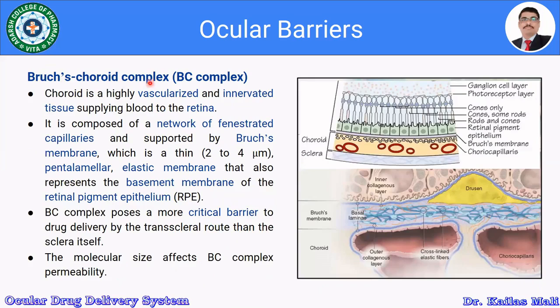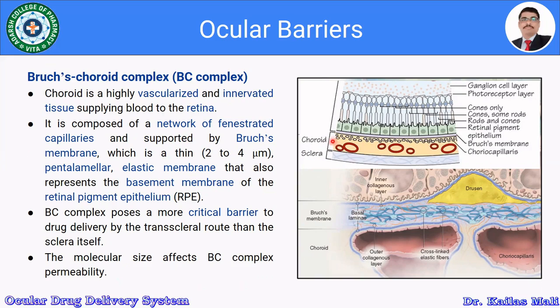Let us see the Bruch's choroid complex. Here, look at the figure. This is the choroid, right? This is the outer collagenous layer. Then these are the cross-linked elastic fibers, right? Then this is the choriocapillaris, this is the Bruch's membrane, and this is the basal lamina. So here we have the sclera, choroid, and Bruch's membrane.